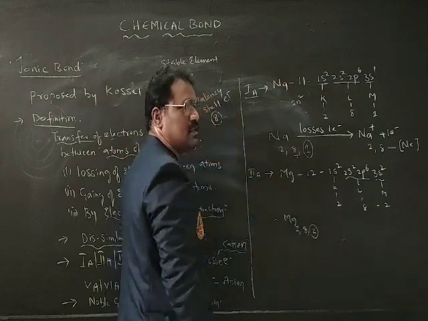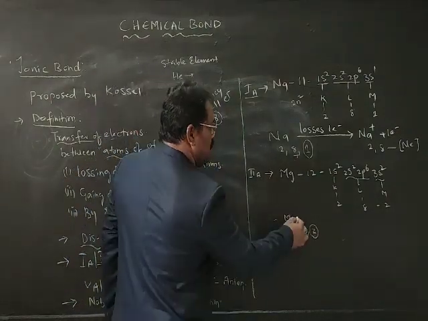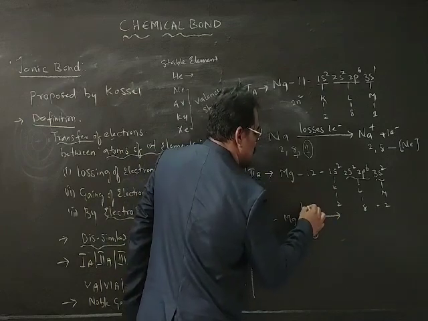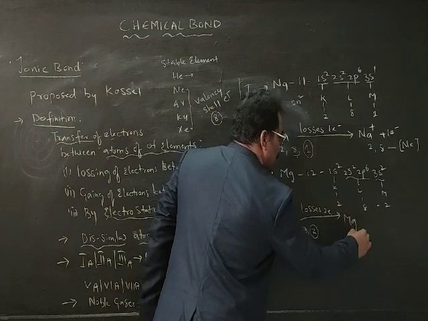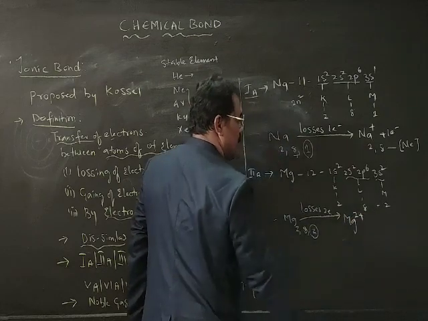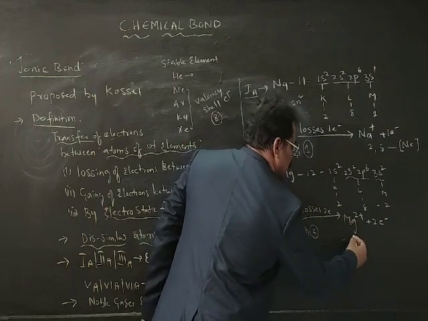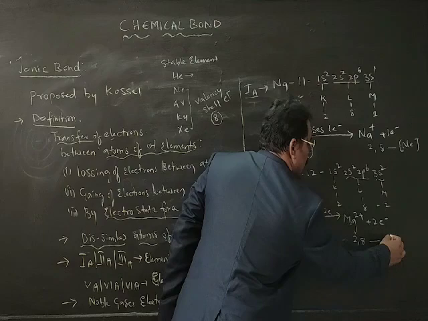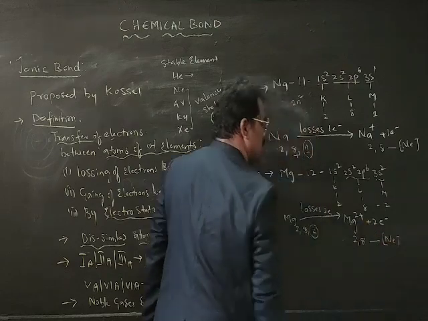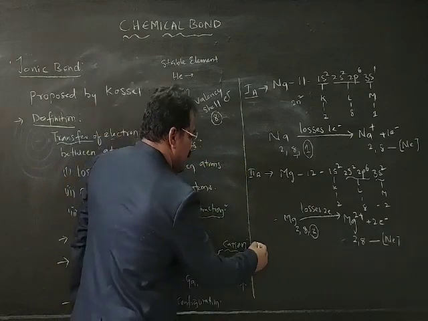It has 2 extra electrons. Therefore, it loses 2 electrons and forms magnesium 2+ ion plus 2 electrons. Its electronic configuration will be 2, 8, equal to the neon electronic configuration. That is the second A group element.